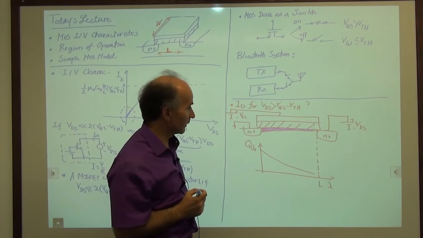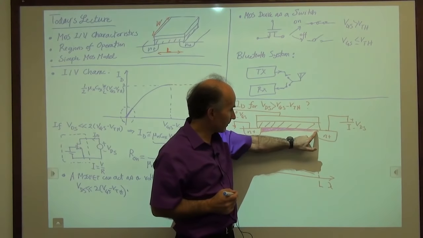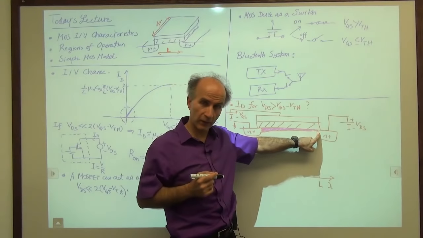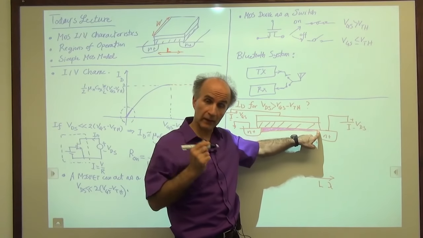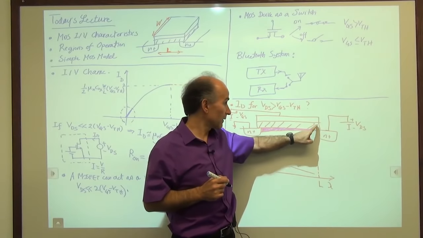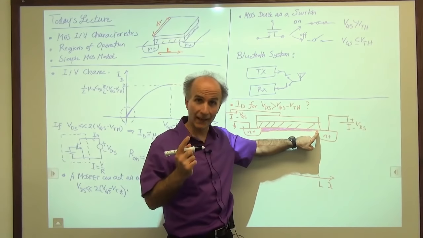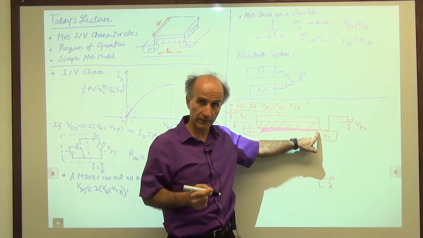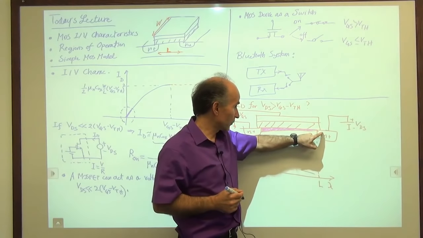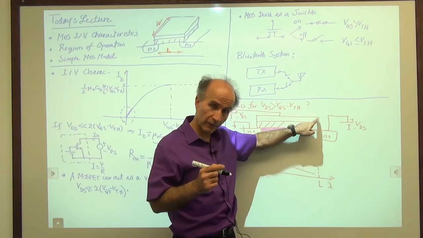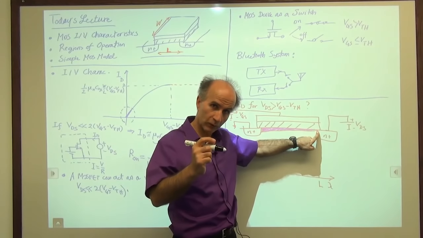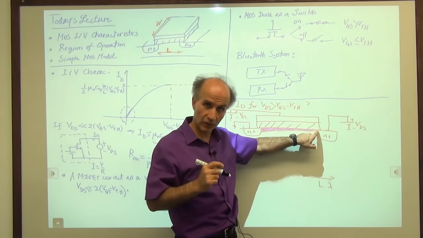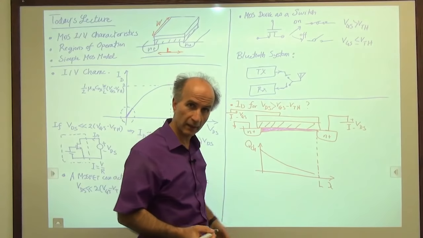Well, the charge density can drop to zero if the voltage difference between this plate and this plate at this point is not enough to create electrons, to attract electrons to this interface here. And we know what that condition would be. The condition is that this voltage minus this voltage should be at least VTH, the threshold. If it's less than VTH, then we cannot have electrons here. But that was the definition of a threshold voltage. So if this voltage, which is the drain voltage, happens to be such that the difference between these two is equal to VTH, then the charge density here drops to zero, right here. So let's formulate that condition.